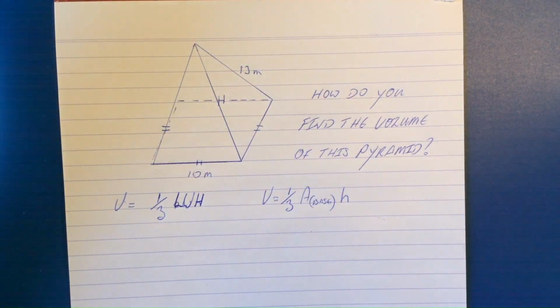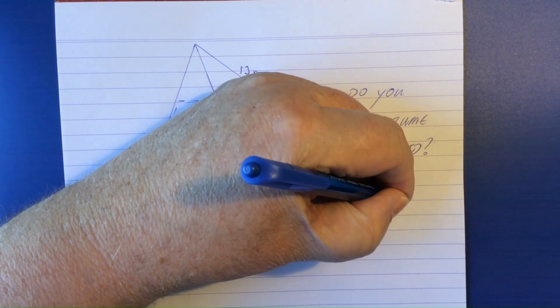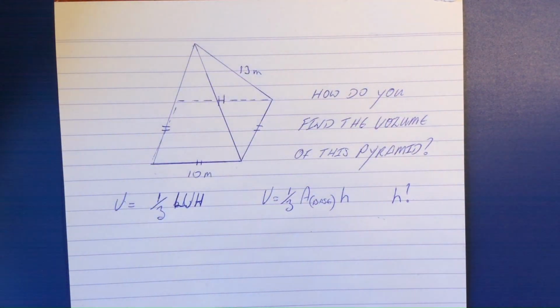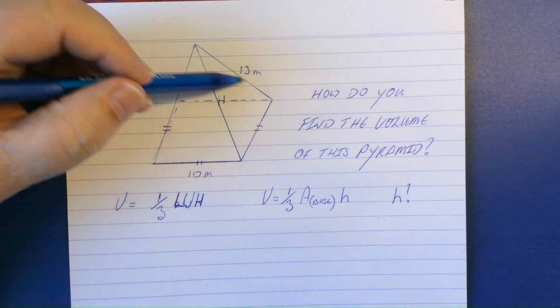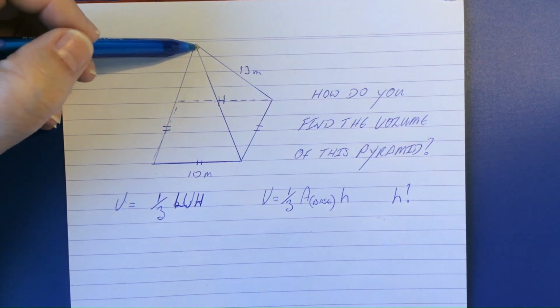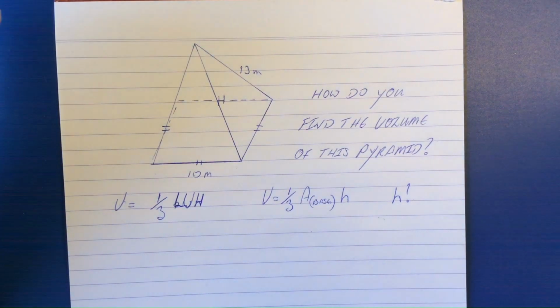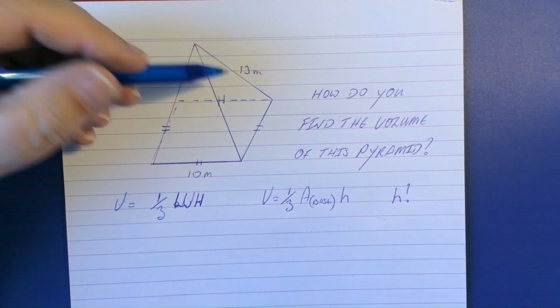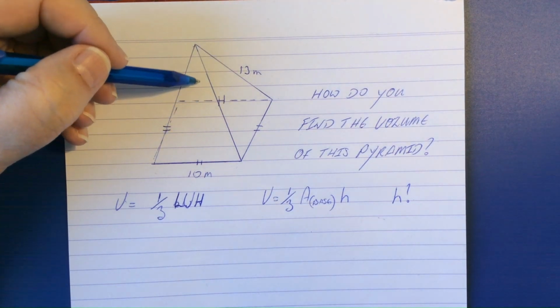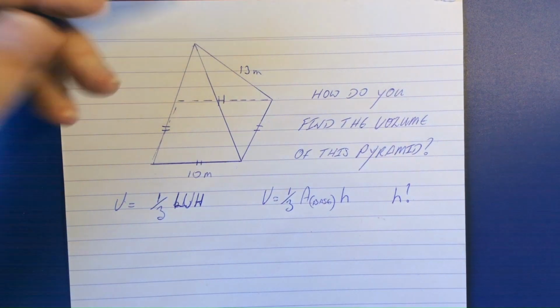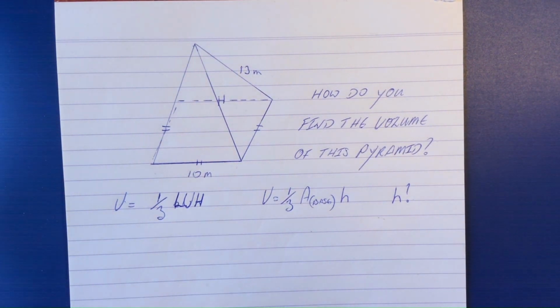Now, what is missing from this is height. What we do know is the length of this sloping side here is 13 meters. That is not the height, though. The height runs from somewhere in the middle here up through the center of the pyramid to the apex, and it will be a different measurement. It'll be less than 13. Let's just put it that way.